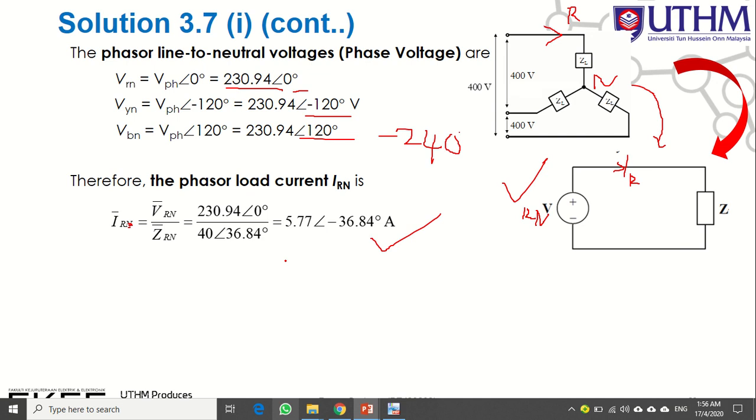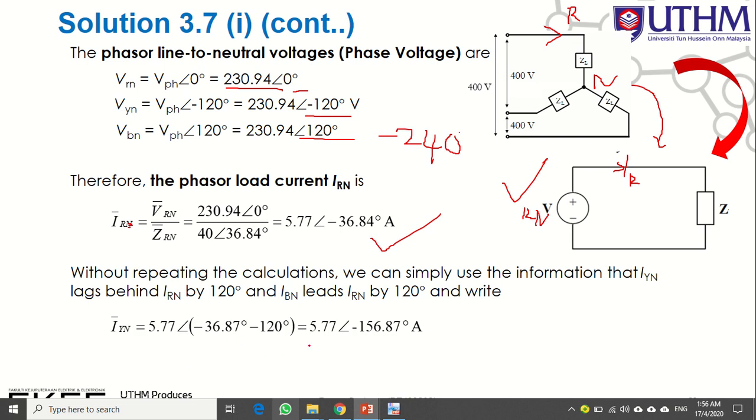So there is no need to analyze the circuit for phase Y and phase B. You just use the balance relationship. For the balanced relationship, IY has the same magnitude, but the angle equals the IR angle minus 120 degrees. For IB, you plus 120 degrees. Then you will get the answers IY and IB. Is it clear? These are the phase currents. In this case, phase current equal to line current at the load. You have IRN, IY, and IB.